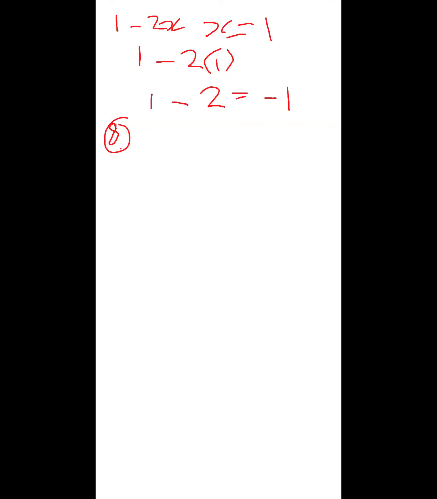Number 8 says if the area of a square field is 100 meters squared, what will be the perimeter of the same field in centimeters? So the first thing we need to understand is that there's a formula for the area of a square. I'm sure you remember the formula for the area of a rectangle is length times breadth, right? Length times what? Length times breadth.